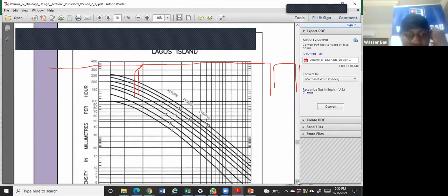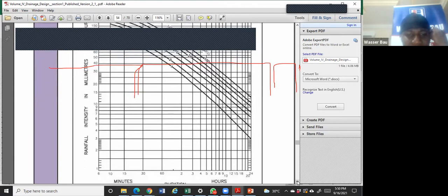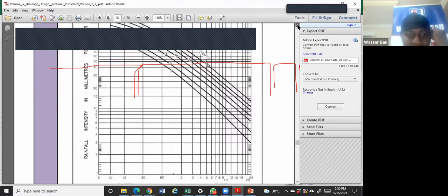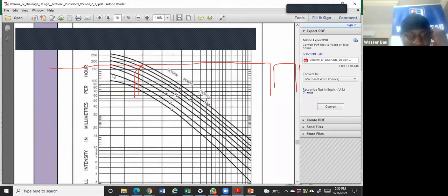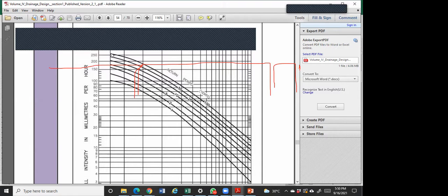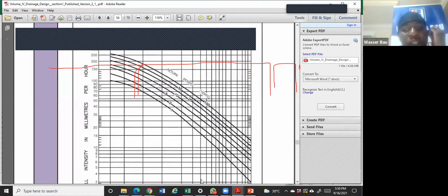So for Lagos, for instance, 10 minutes duration is 130 for 2 years, 160 for 5 years, 180 for 10 years, 210 for 25 years, 240 for 50 years, and 260 for 100 years. Okay, thank you for that. Is it clear now? It's clear. So we normally use 150.